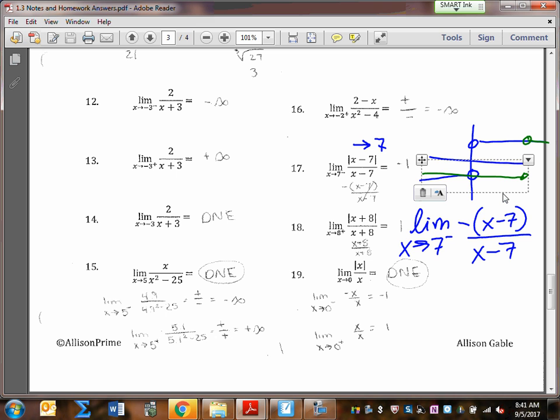Go ahead. Why is the negative one there for x? This one here? 19.